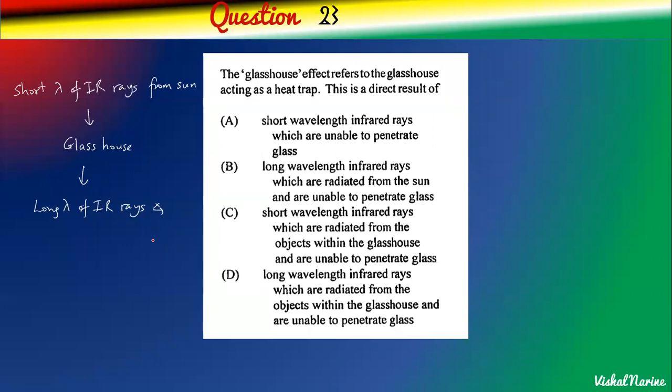All right, so which option will you be going with now? So going through the options, it is not that short wavelengths are unable to penetrate the glass. Long wavelength coming from the sun, that is not true. Short wavelength radiated from the objects, that is not true also, right? It is actually long wavelength. So it is D. Long wavelength infrared rays, which are radiated from the objects within the glass house, are unable to penetrate back through the glass. All right, so that answer there is D.